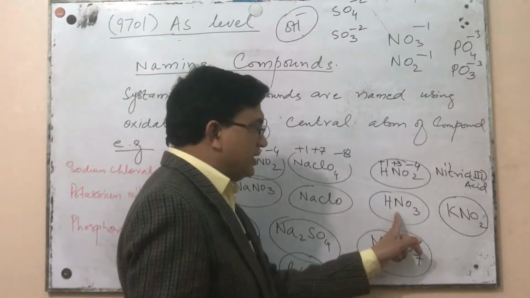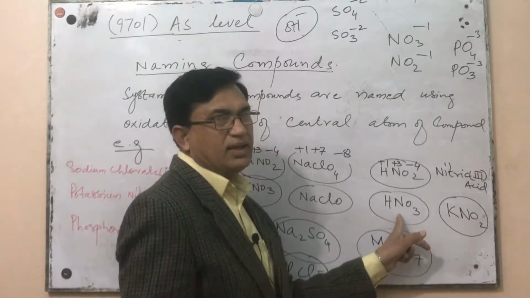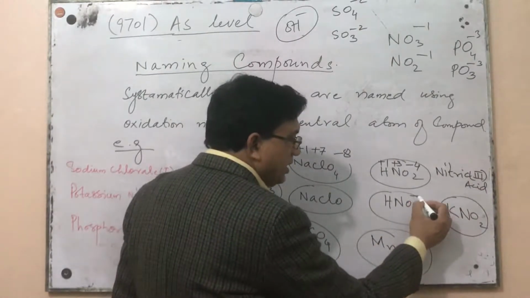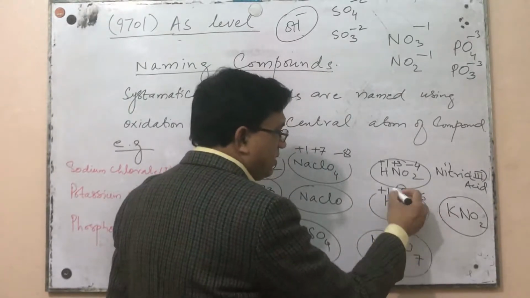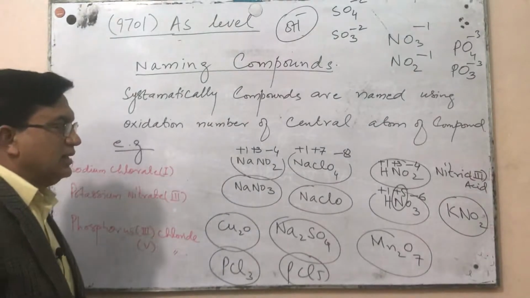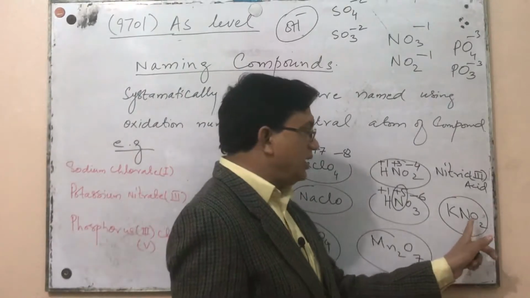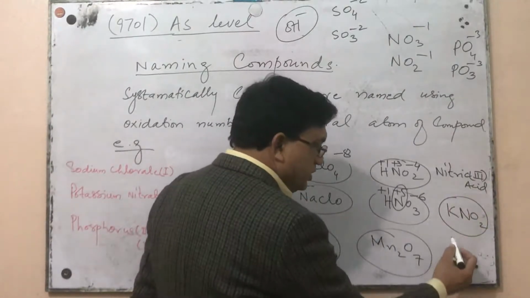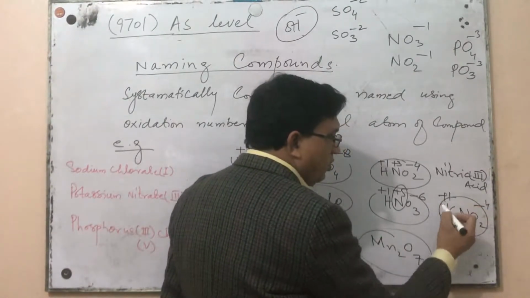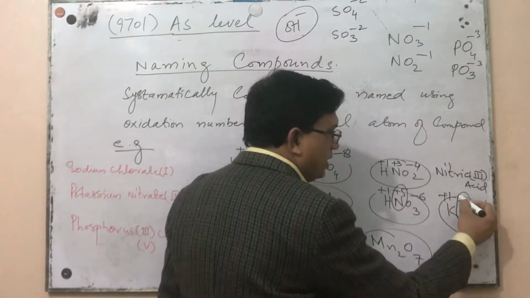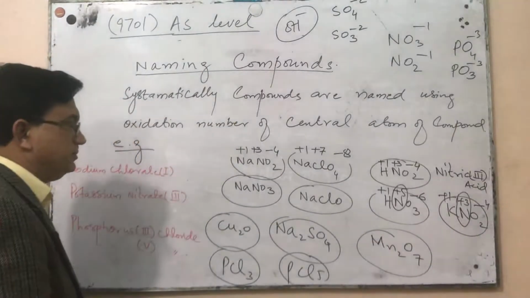But in this case, this is a nitric 5 acid. Why 5? Because here the oxidation state is positive 5, nitric 5 acid. What is the name of this? Potassium nitrate 3. Why 3? Because the oxidation state of nitrogen is +3. Potassium nitrate 3, name of this chemical compound.